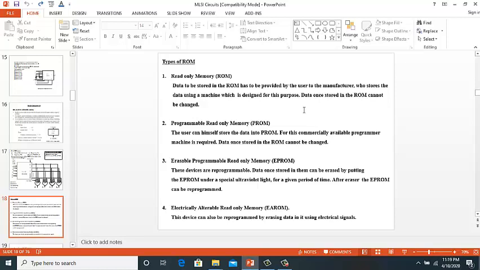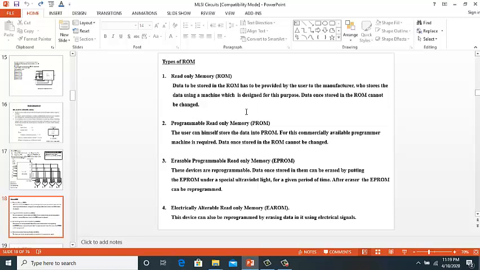And once data is stored in the ROM, it cannot be changed, because once the fuses which are blown inside, they cannot be repaired or replaced. So anything written into ROM cannot be changed, and if some mistake occurs, then we have to discard this ROM and use another ROM.